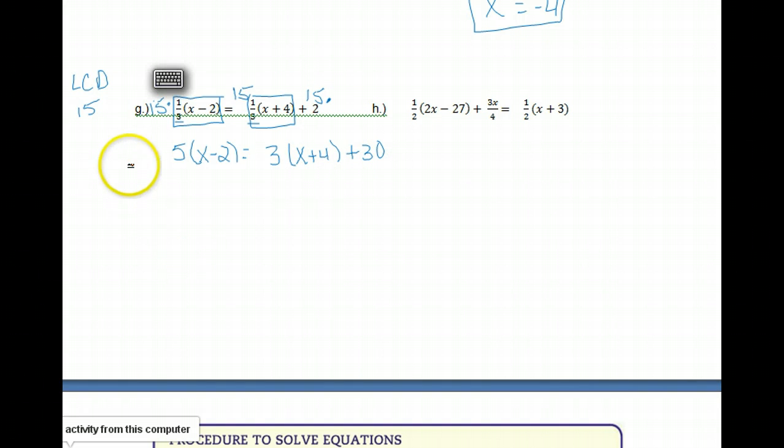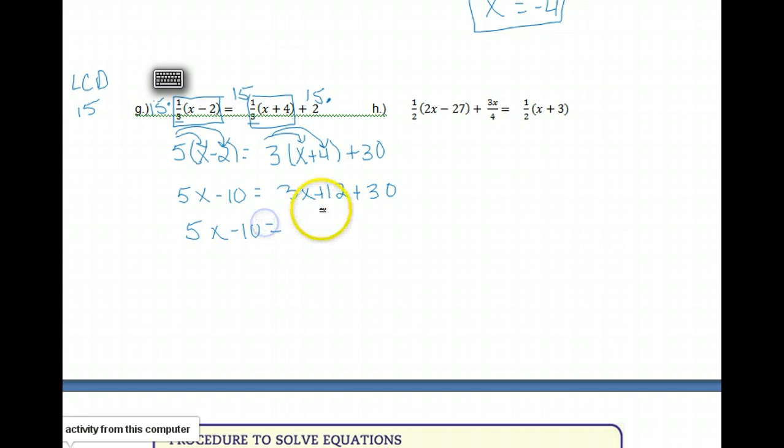Now that you have allowed or eliminated your fractions by allowing them to cross cancel with your LCD, you can now distribute that whole number into the quantity rather than trying to distribute a fraction into the quantity. So we will do 5 times x is 5x minus 10 equals 3x plus 12 plus 30. We can combine like terms on the right hand side because 12 plus 30 is 42.